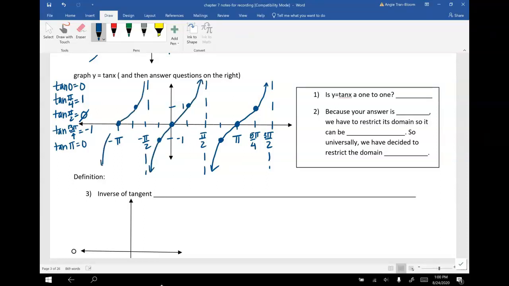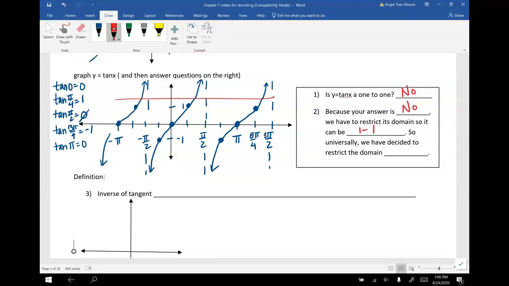So I'm going to do all the way down here, okay? As you can see, I went a little bit more than one period to the right and one period to the left. No big deal. And if you look at this, our answer to the box is, okay, it's still not one-to-one, because we said we have to make it so our tangent function can be one-to-one.